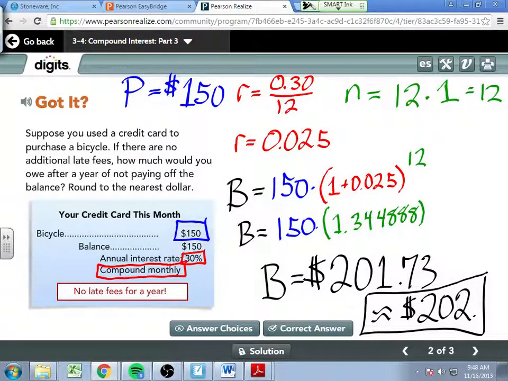Questions, comments, concerns? I want to show you an example of your practice problem so you're familiar with it and you watch out for the trap doors.